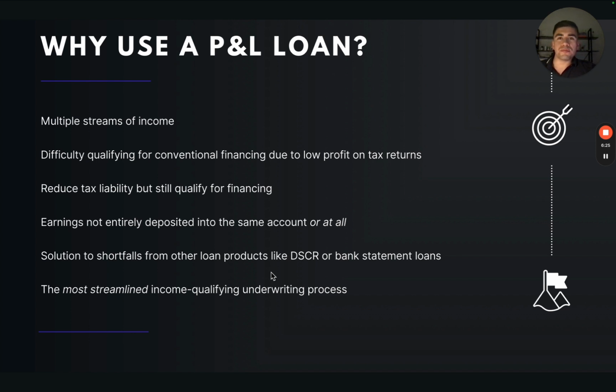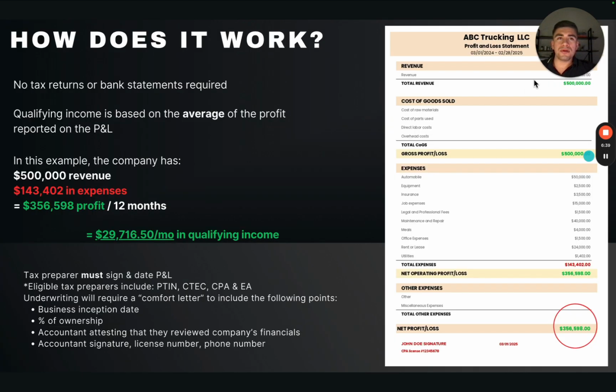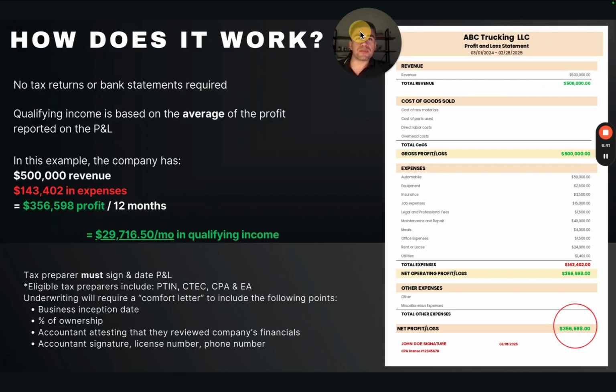P&L would make for a much easier and streamlined experience, which ties into my last point here. The P&L loan is definitely the most streamlined income qualifying program that exists. Okay, all right, so how does the P&L program work?